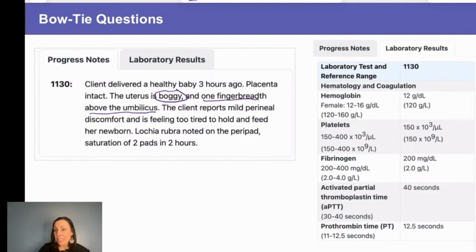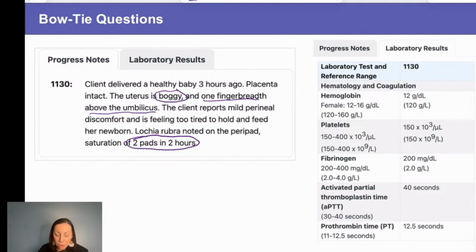I see, great job. I see the saturation of the peri pads and the bleeding that we're having. So we are concerned about that as well because that's excessive bleeding, right? We should not soak a peri pad in an hour, and that's what this is equivalent to. So we have some very heavy bleeding.